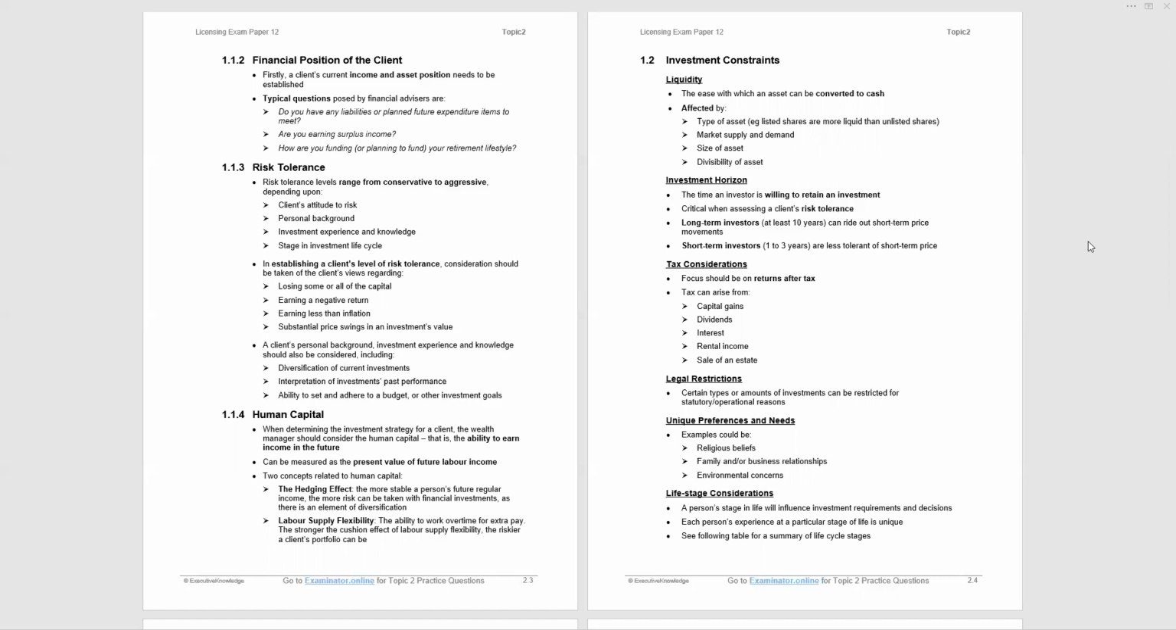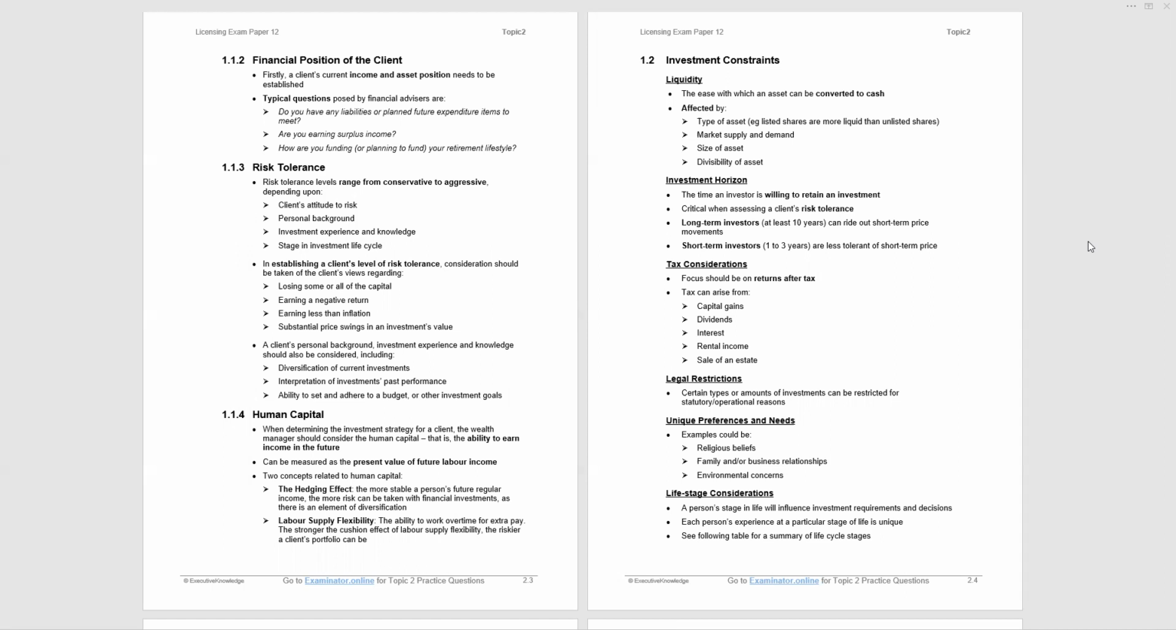What about risk tolerance? Now, risk tolerance can range from very conservative, I don't want to lose any money, in which case you're just going to put it in the deposit account, to aggressive, where you'd be looking to invest in high return stocks. You'll consider clients' attitude to risk. That's very personal and subjective. Personal background, investment experience and knowledge. Are they new to this? And the stage in the investment life cycle, which we will be looking at in a moment.